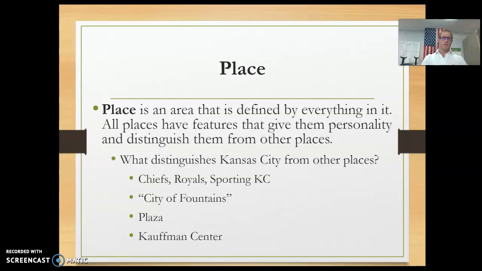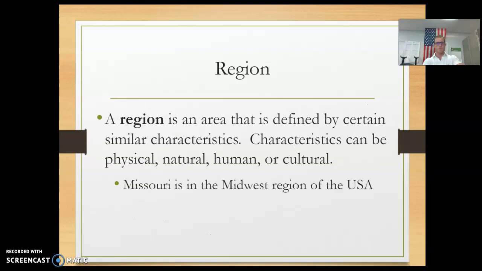Place is an area that is defined by everything in it. All places have features that give them personality and distinguish them from other places. A lot of that has to do with the culture of a place. So what distinguishes Kansas City from other places? We have the Chiefs, we have the Royals, we have the Plaza, we have Union Station, Kauffman Center. All of those distinguish the place of Kansas City from other places.